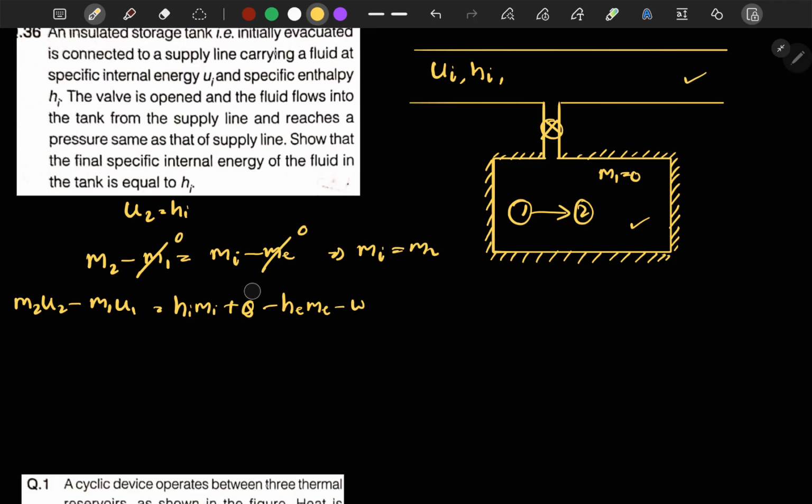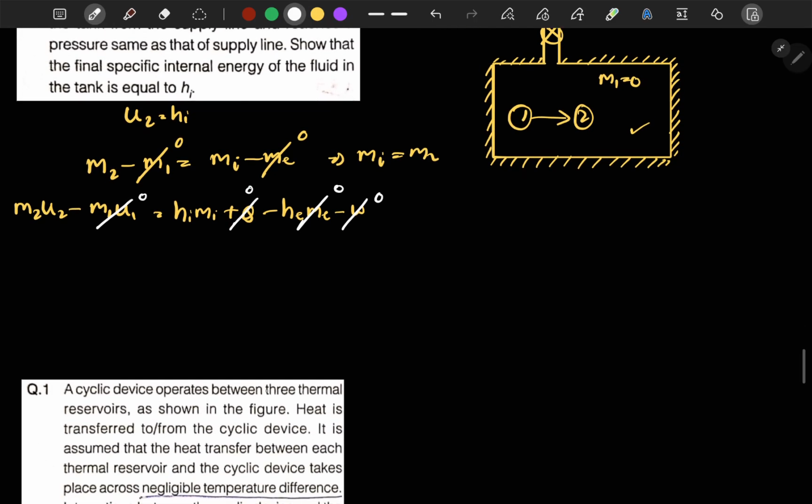Okay, not q dot here, because we are talking about the total amount of heat. So this is the equation for energy conservation. Now this m1 is 0, so this term will be 0. Here we also know that there is no mass exit, so this term will also be 0. There is no heat transfer, so this term will be 0. There is no work transfer, so this term will also be 0.